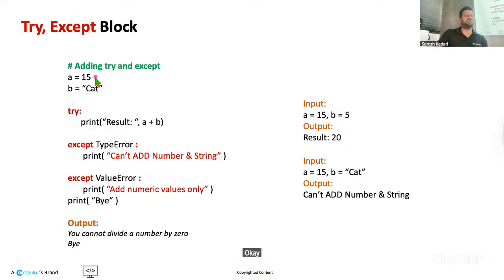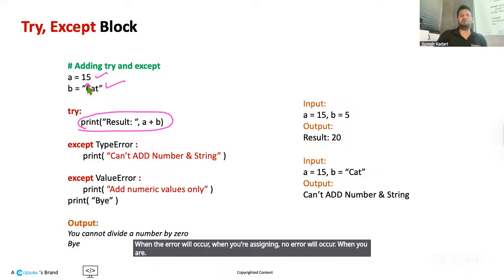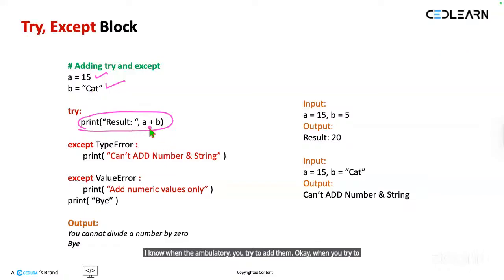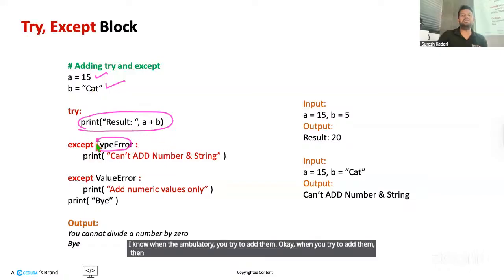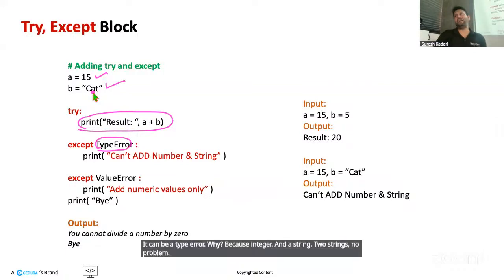Okay. So here A is assigned, B is assigned, and I'm trying to add. When you are assigning, no error will occur. The error will occur when you try to add them. When you try to add them, it can be a TypeError. Why? Because an integer and a string. Two strings, no problem. One integer and one string, problem.